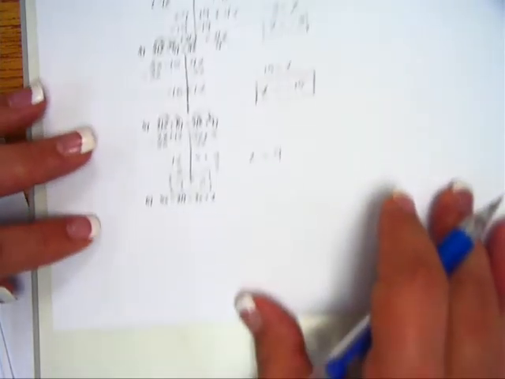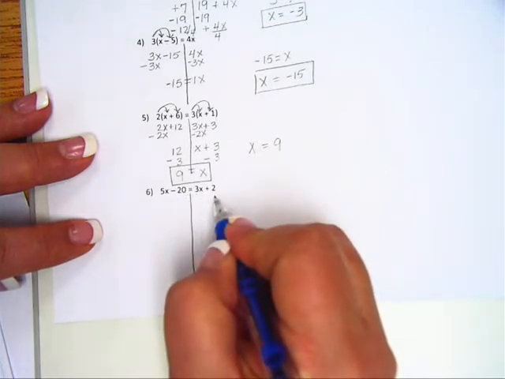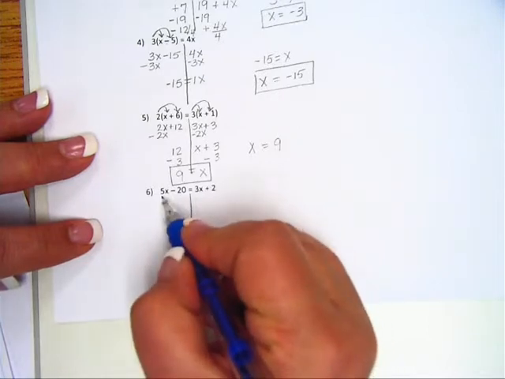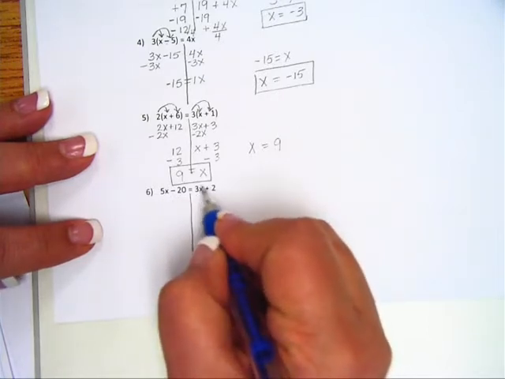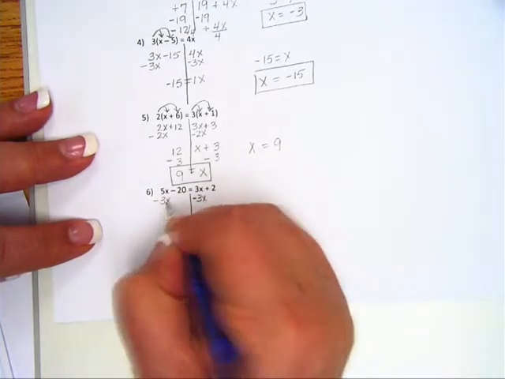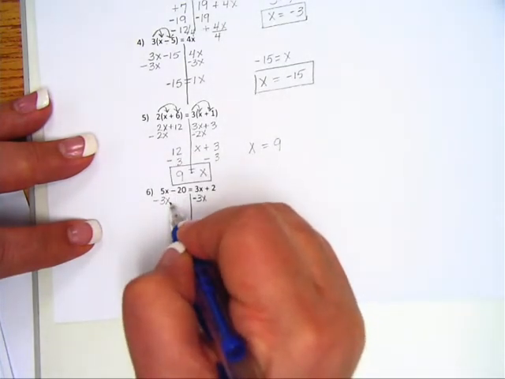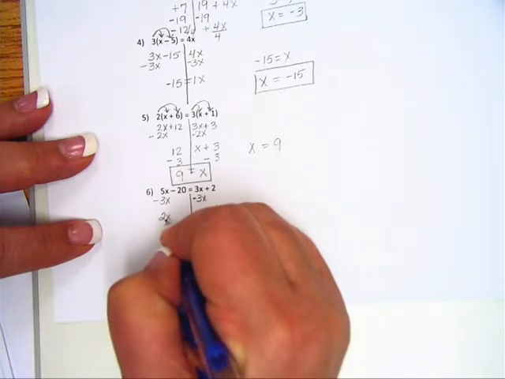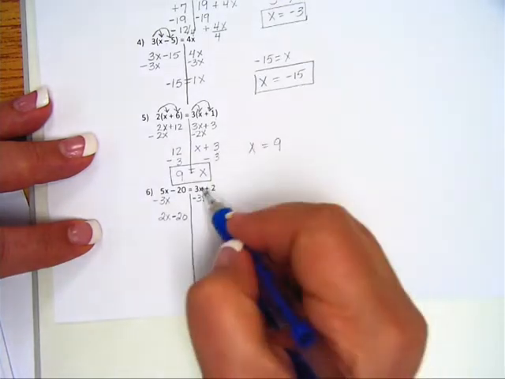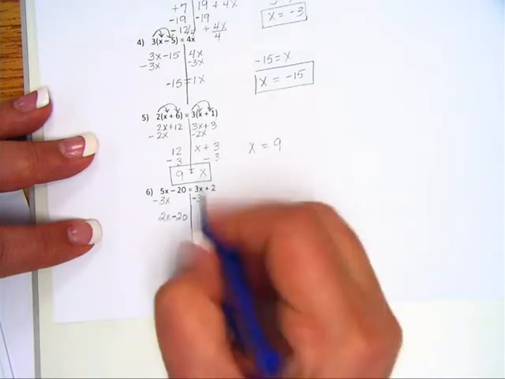Okay, moving to number 6. This one already has the two terms that we need on each side of the equal sign. So I just get to start moving my rocks, as we say. I'm looking for my smallest coefficient that's in front of a variable, and it's 3x this time. So I'm going to subtract 3x from both sides. When I do that on the left, 5x combined with a negative 3x leaves me with 2x's. Still have my negative 20 here, so I bring that down. When I do the same here, I've gotten rid of this set of variables, and I have a plus 2.